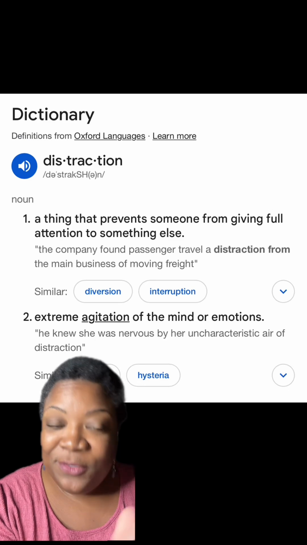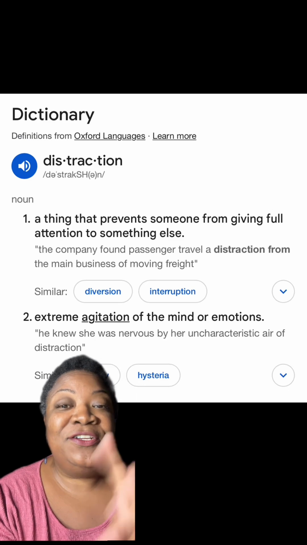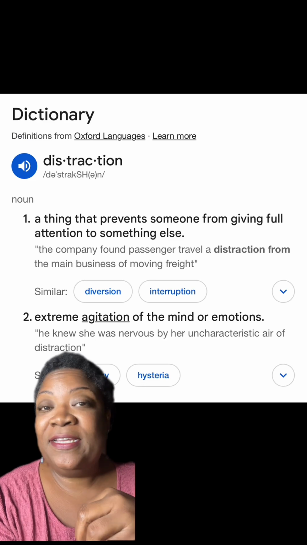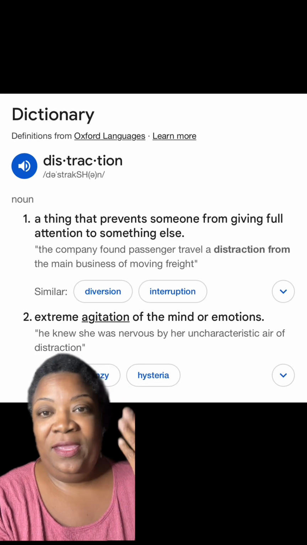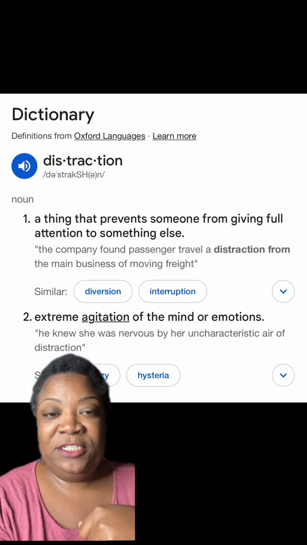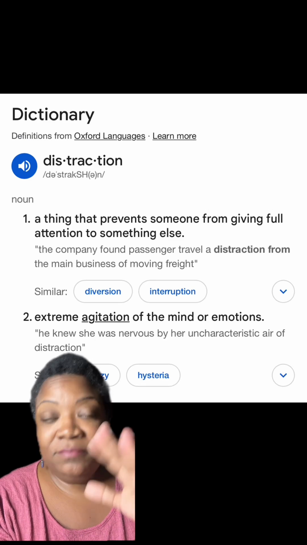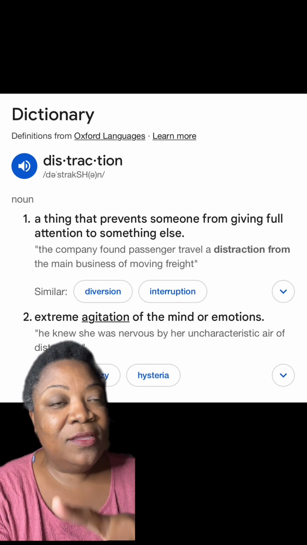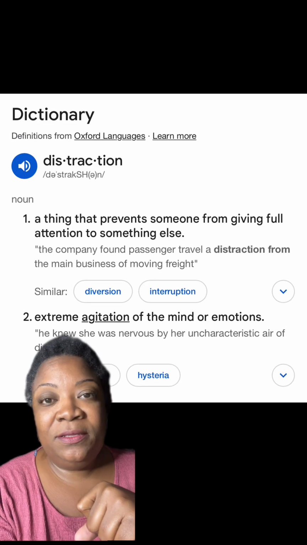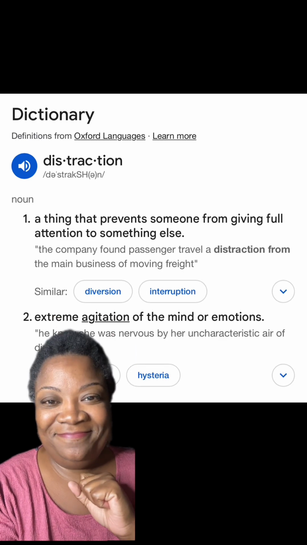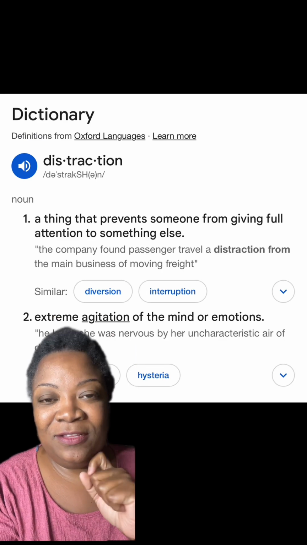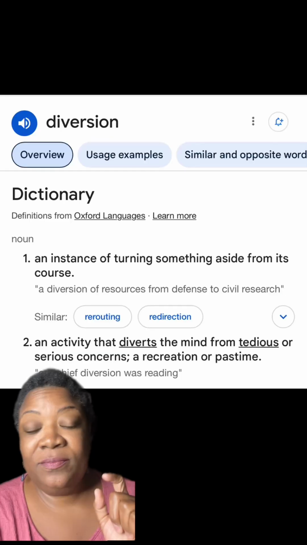I mean, one of the words we're about to go over is considered similar, but similar is not the same as the same, okay? Also, distraction means extreme agitation of the mind or emotions. All right. Mr. Kirk passing today is not a distraction. And I'll explain the difference in a second.